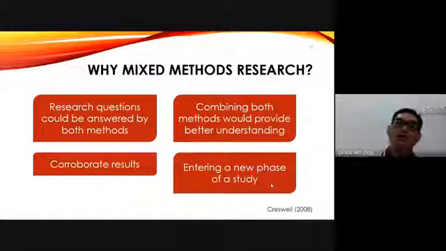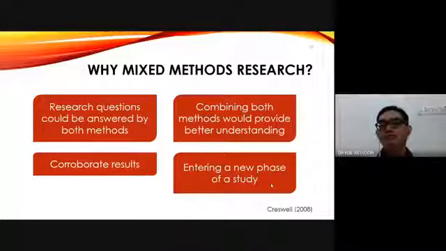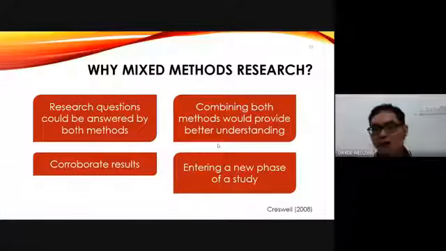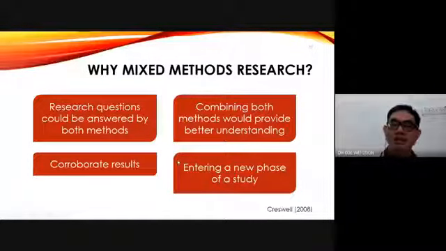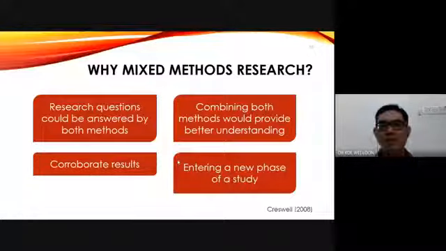So if you are conducting mixed methods research, I hope that you are doing it because of all these reasons. Not because it is the latest development, not because your supervisor said use mixed methods, so you use mixed methods. No. When you use mixed methods, these are the reasons for you to use it.